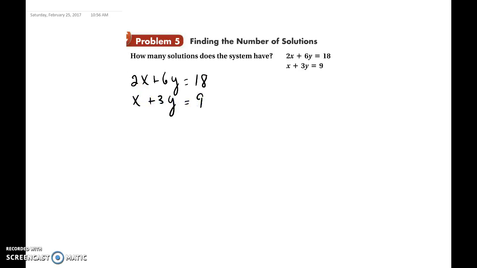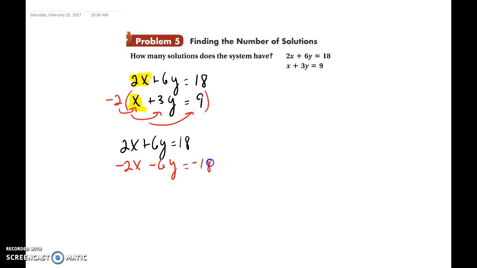All right, so I have here where x is 1, so I can quickly and easily get to the opposite sign of 2x by multiplying just by negative 2. So I'm going to multiply everything here by negative 2. My first one I had was 2x plus 6y is equal to 18. And then when I distribute the negative 2 in, I get negative 2x minus 6y is equal to negative 18.